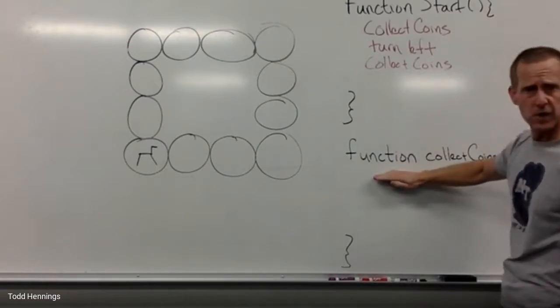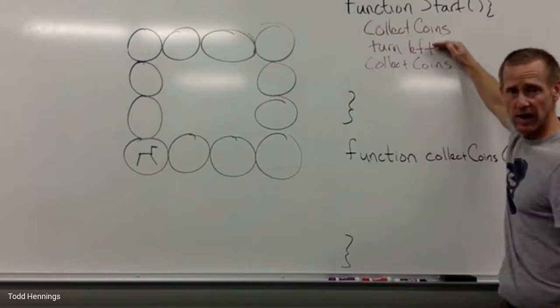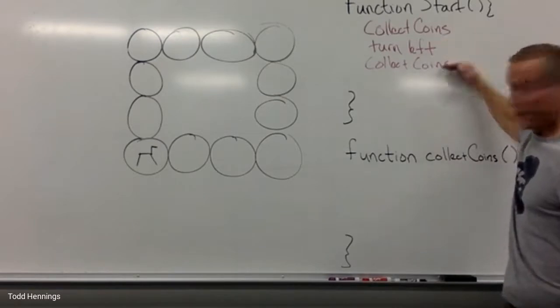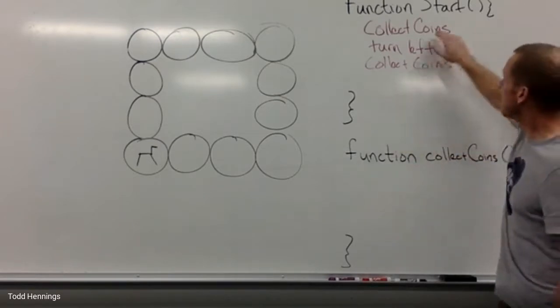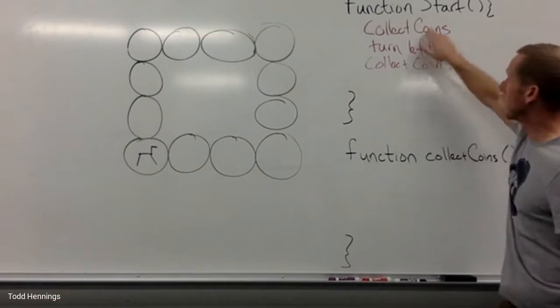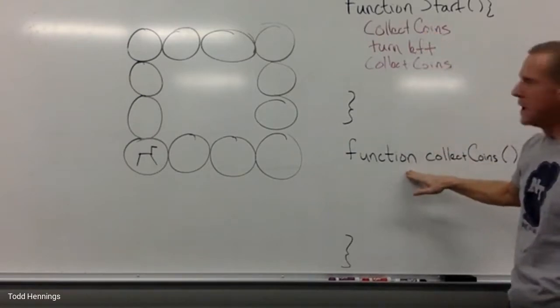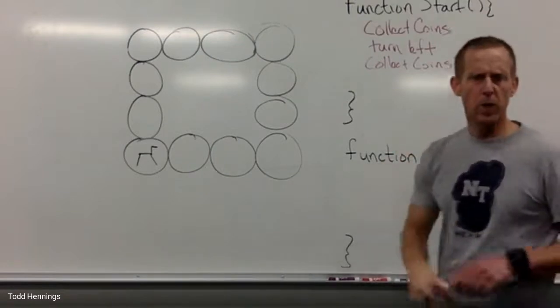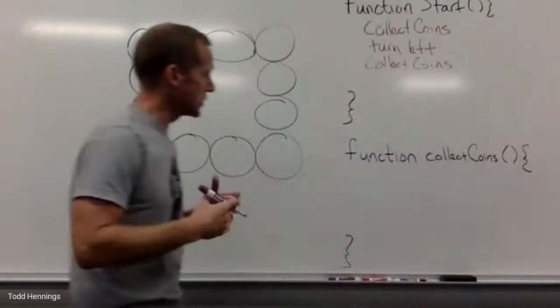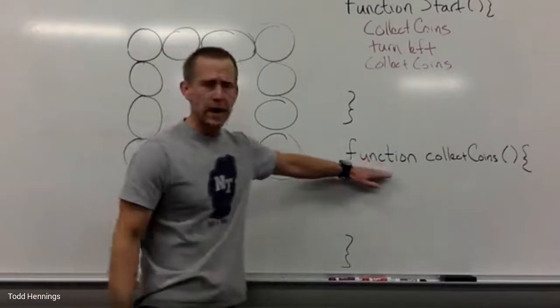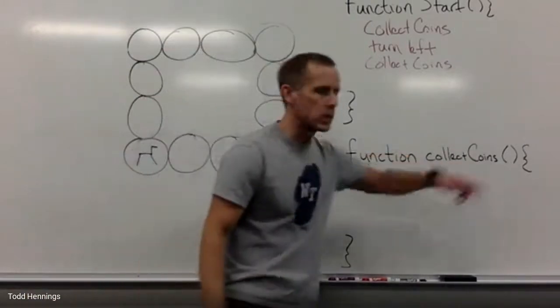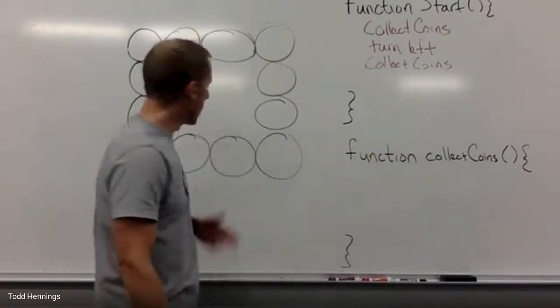It's going to collect a certain amount of coins, turn left, and then collect the coins again. So this is where we're calling the function. Here's where we're going to define it. To get you started, what would a collect coins function start to look like? Well, you've got to define it first. The function is called collect coins.